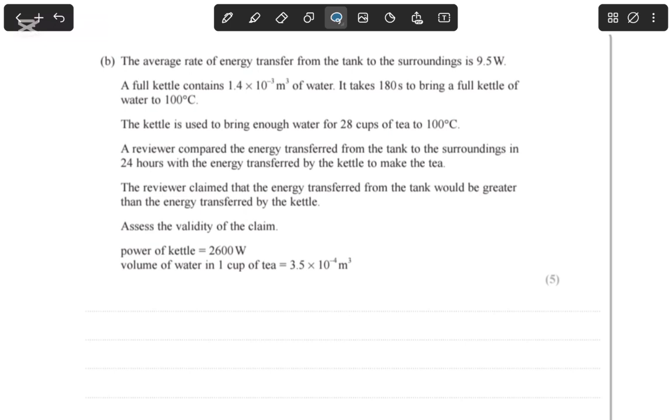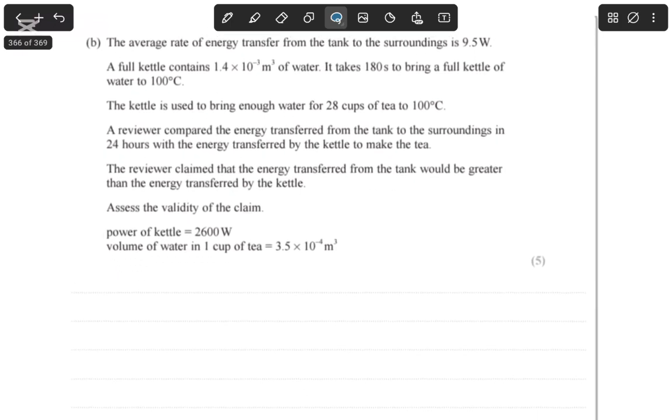They've given us the power of the kettle, and they've also given us the volume of 1 cup of tea. It's a bit of a wordplay question, which means they want you to use your logic basically. There are a lot of tricks here. The question isn't necessarily hard, it's pretty straightforward to the point, but there are just a few tricks here that we have to be careful about.